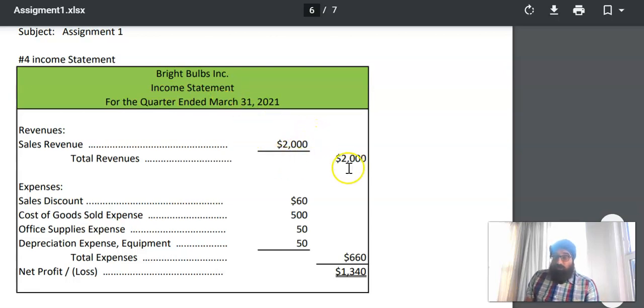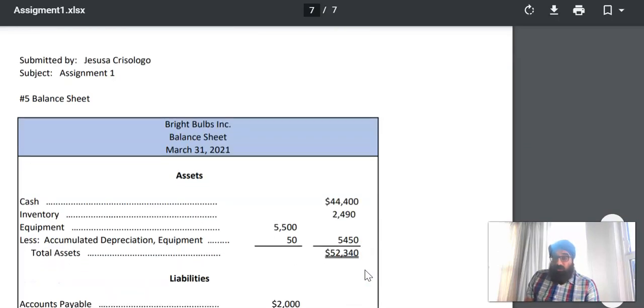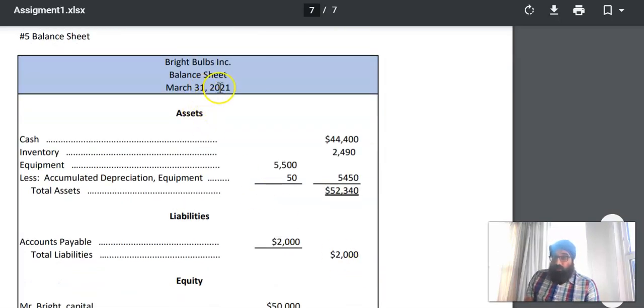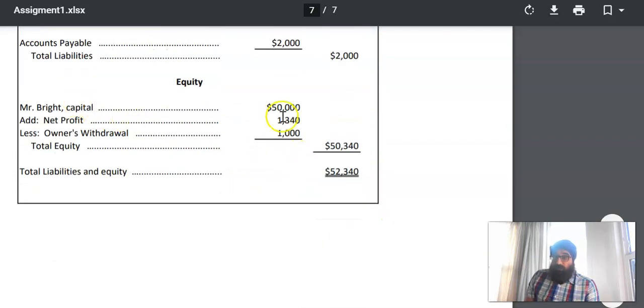So you have your sales revenues, right? You have all your expenses, and then you have your net profit shown at the bottom. So really easy to follow, really clean. Finally, we have our balance sheet, starting with cash. We have our equipment, we have our contra account, the clear calculation shown, we have our total asset. We have our liabilities, and we have our equity section, right? We're adding net profit, withdrawals, right?